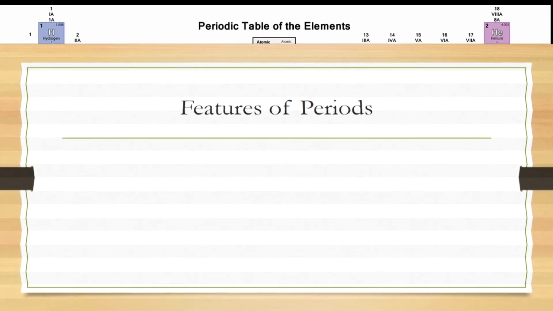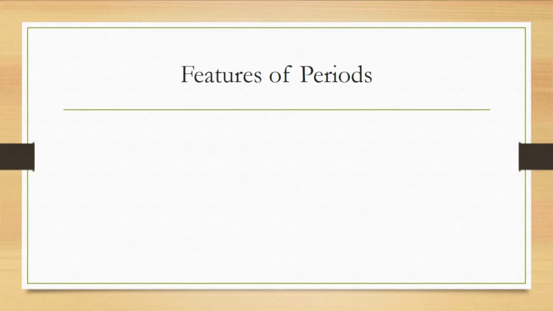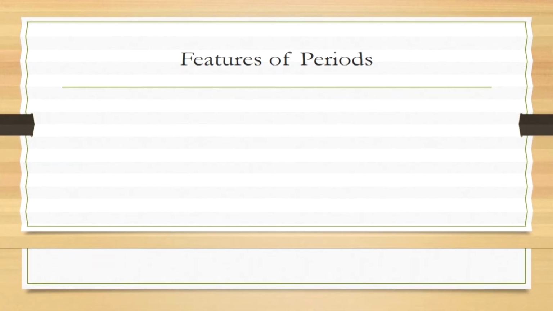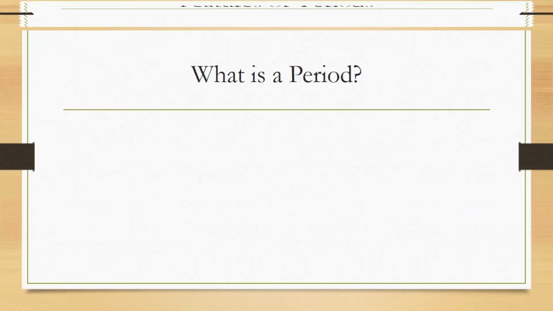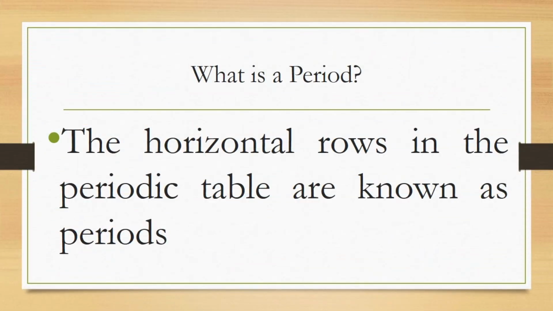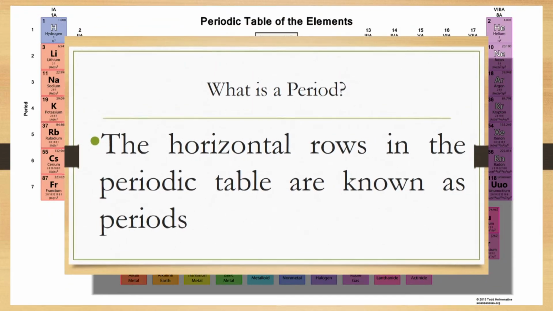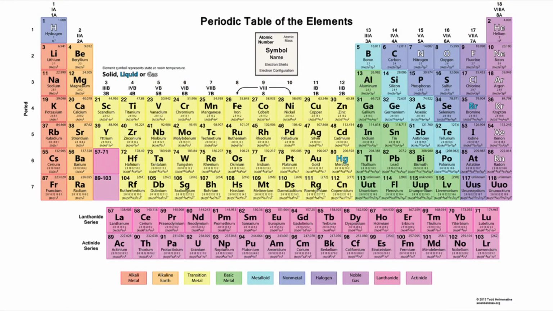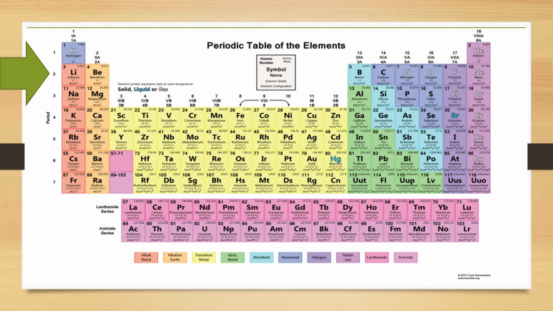Now, let's learn the features of periods. What is a period in the periodic table? The horizontal rows in the periodic table are known as periods. Once again, the horizontal rows are called periods. Look at the periodic table. You can see 7 periods. Let's see them one by one.